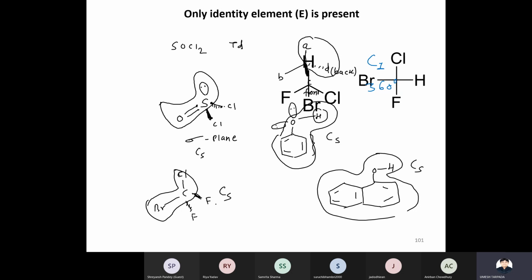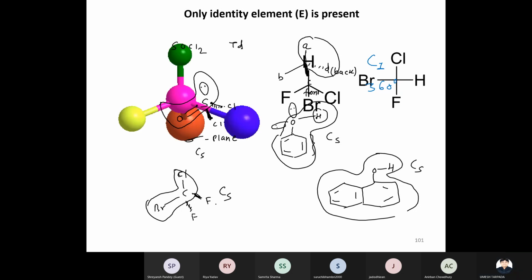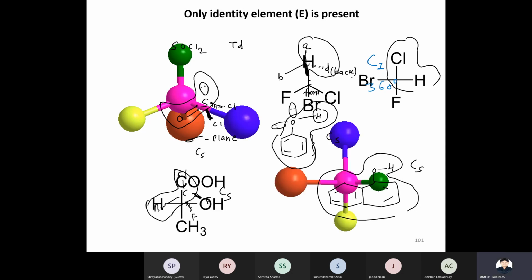In this case there is C1. If all four ligands are different, you cannot have a plane. If you find a plane through any two atoms, the remaining two are not similar, they are not the mirror image. Okay, so you cannot have a plane of symmetry in this molecule. All the four ligands are different, so plane is absent, so point group will become C1.